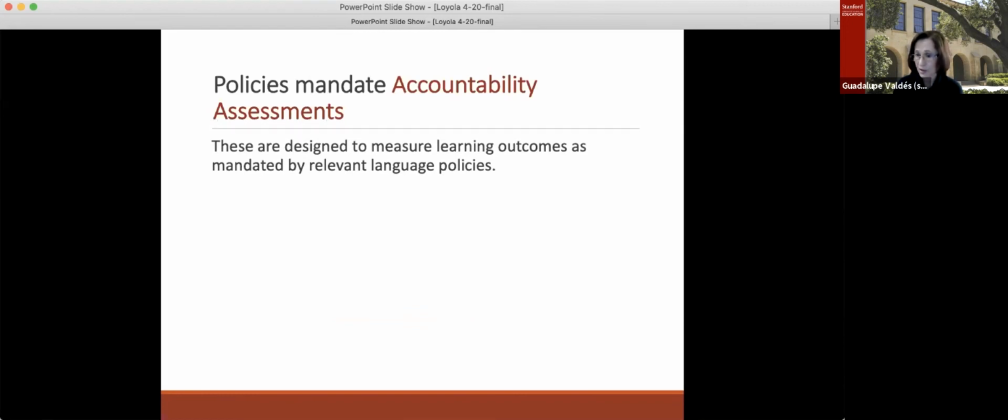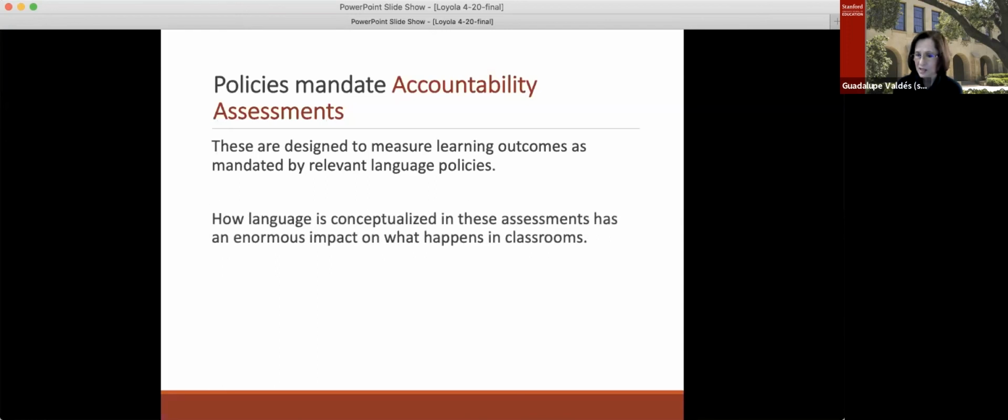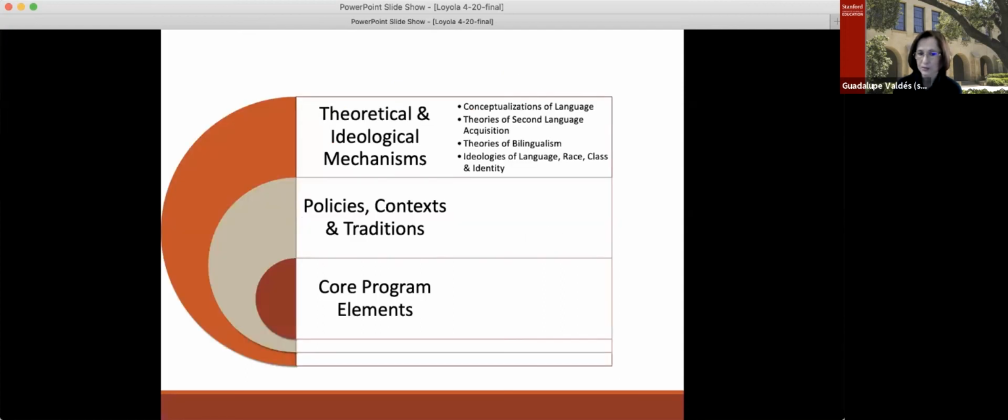Whatever the language policy decides that good language is, they're going to build the assessment instrument to be able to do that. And how language is conceptualized in these assessments has an enormous impact on what happens in classrooms. So you can look at the assessment and you could immediately see the backwash. What that assessment purports to measure, however it measures it, that's what we're going to see happening in our classrooms.